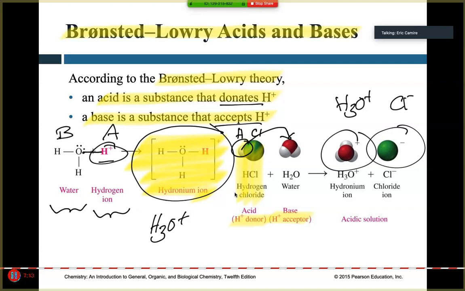Another way, I don't think the book touches on this too, to check if you've done things correctly. If we look at the total charge on the left-hand side of the reaction, HCl is neutral, water is neutral, the total charge is 0. And we see the same thing over here on the products. So hydronium has a +1 charge, chloride has a -1 charge. If I add up all the charges, I still have 0. So it's another indication if you've balanced a chemical equation when you're dealing with Bronsted-Lowry acid bases correctly.